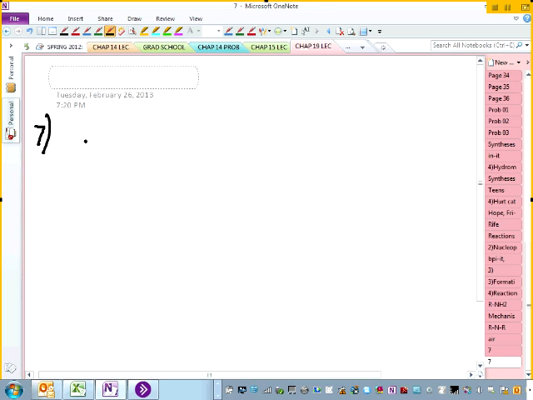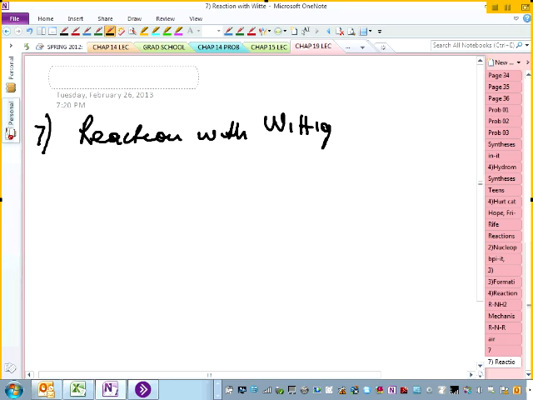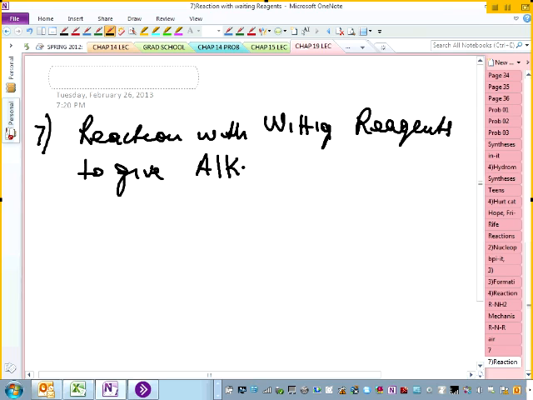Okay, number 7. This is a new reaction. We take the agent to give an alkene. This is a very, very good reaction, a very useful reaction.